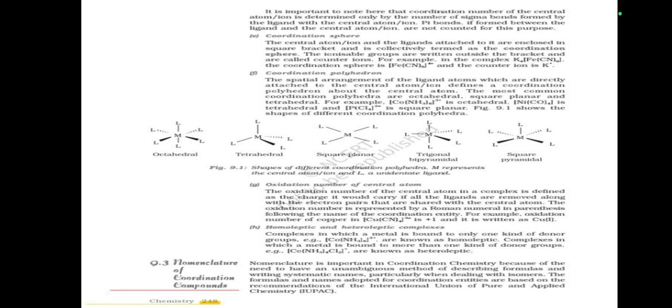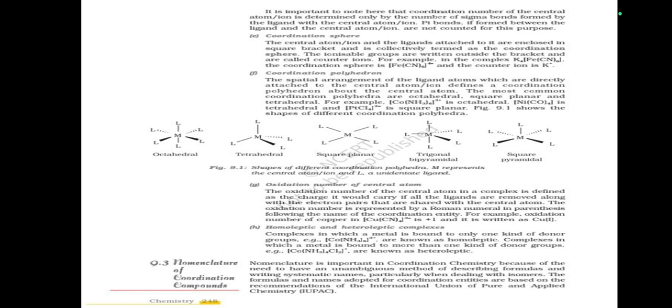Homoleptic and heteroleptic complexes. Complexes in which a metal is bound to only one kind of donor group, for example [Co(NH3)6]³⁺, are known as homoleptic complexes. Complexes in which a metal is bonded to more than one kind of donor group, for example [Co(NH3)4Cl2]⁺, are known as heteroleptic.